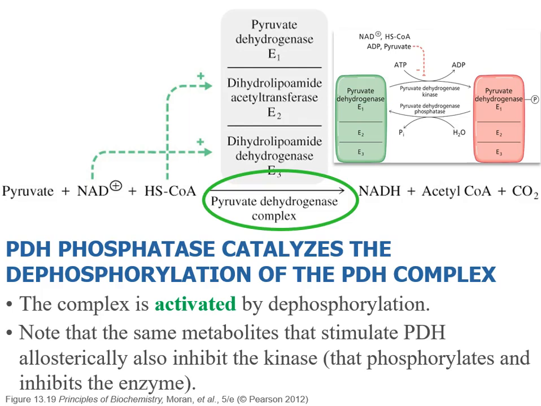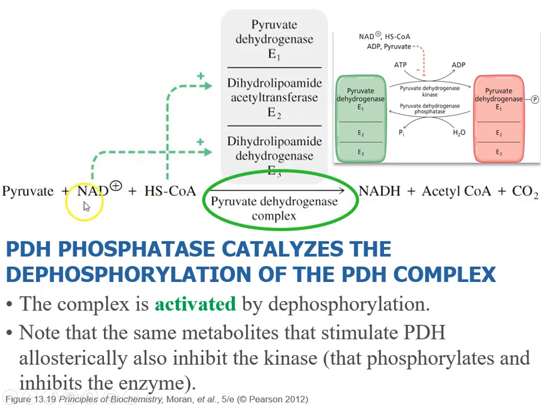The pyruvate dehydrogenase phosphatase will catalyze the hydrolysis of that phosphate. So I drew a green circle here to indicate that the enzyme is activated. So that's shown over here. So if we have the phosphate on the E1 and we have the specific phosphatase that removes it, then the pyruvate dehydrogenase is active, and that's shown in green.